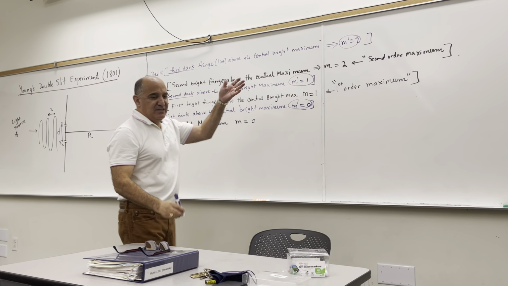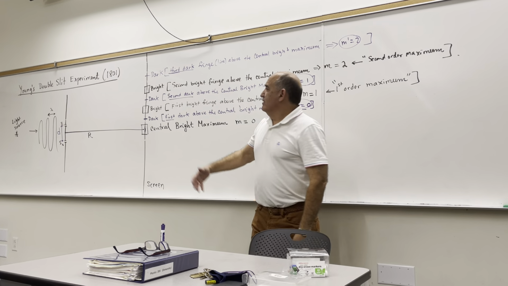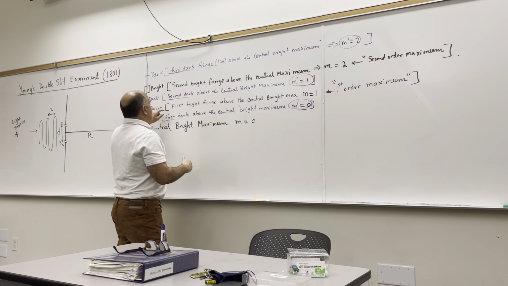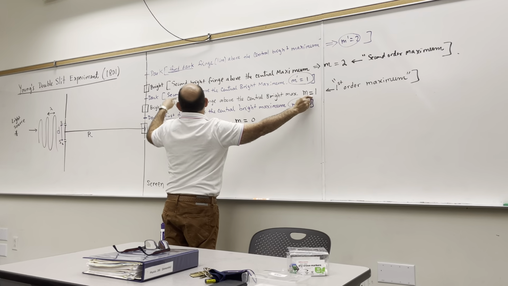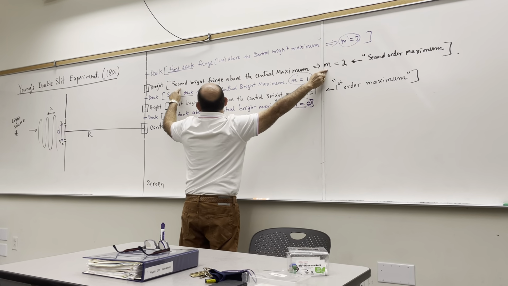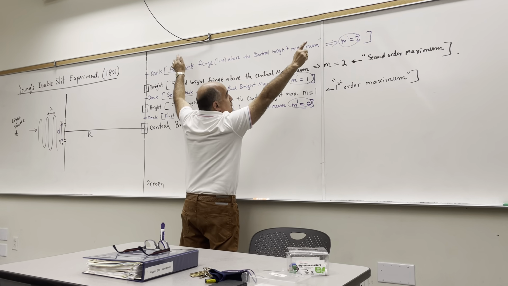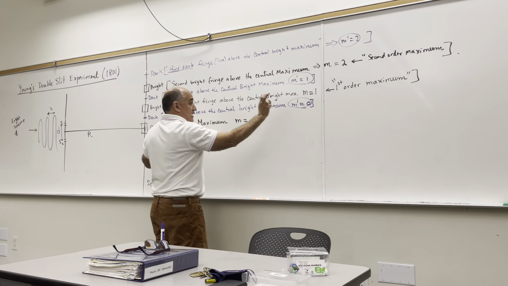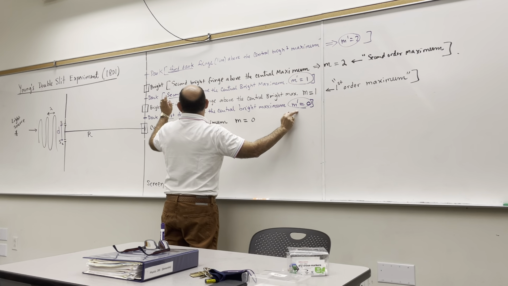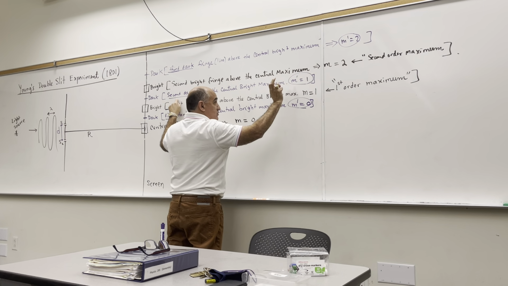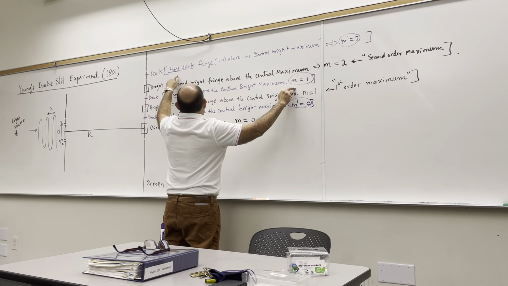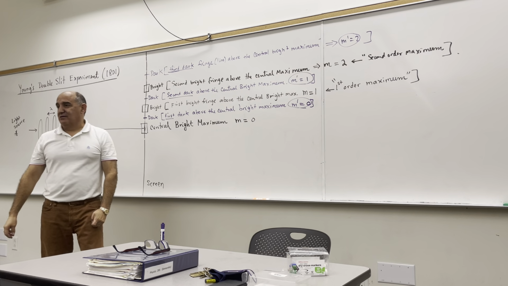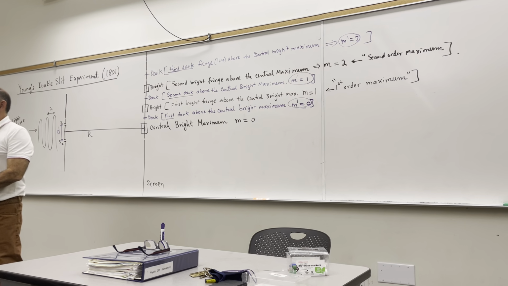And that's why I'm taking my time to write all of this description over here. So you would see that for the bright ones, first bright, M equals 1. Second bright, M equals 2. If I were to do the third bright, M equals 3. But for the dark ones, first dark, M prime equals 0. For the second dark, M prime equals 1. Third dark, M prime equals 2. Right, so that's an important point to be made.